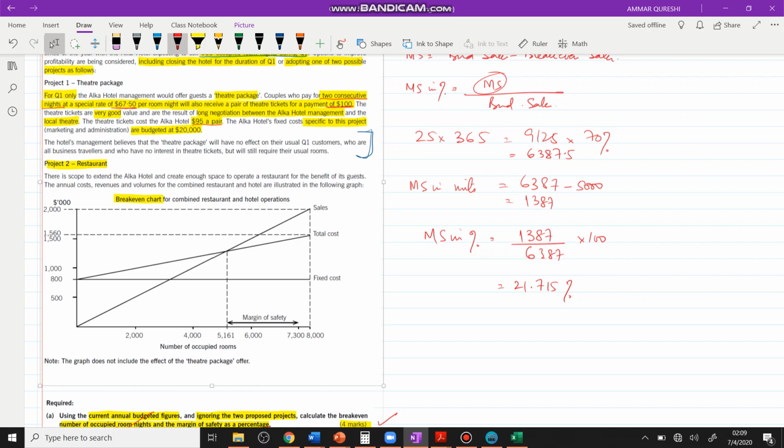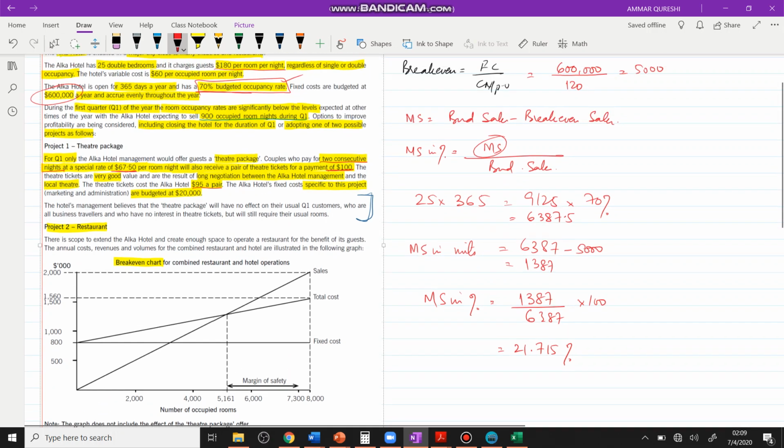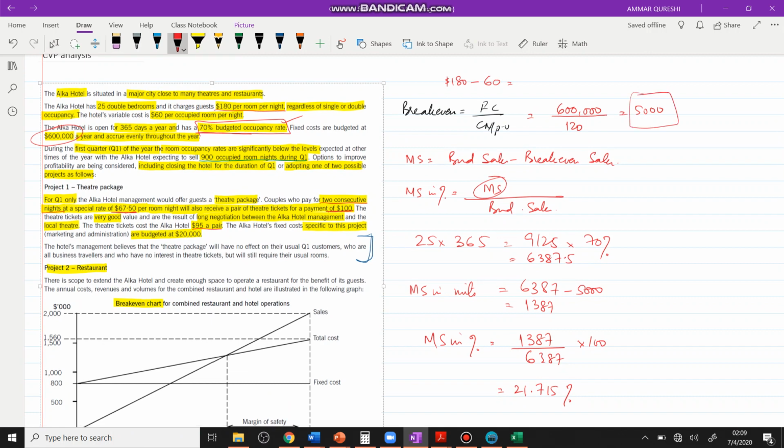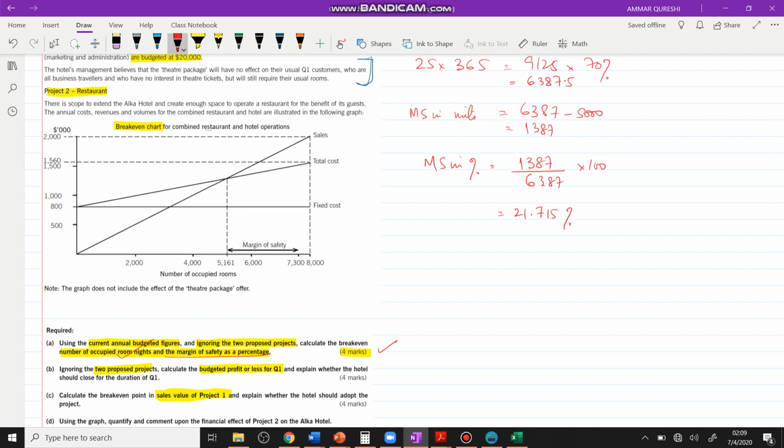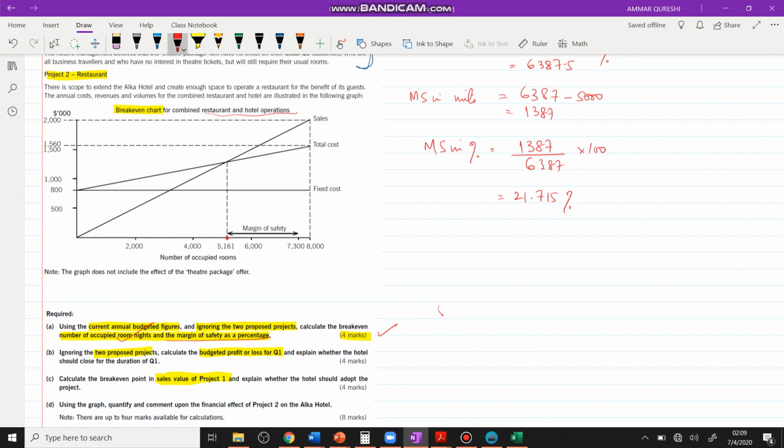See, the situation is what? The current break even point is 5,000. And if we include this restaurant, because this is combined restaurant and hotel operations, right? If we include this restaurant, then the break even point will be 5161, right? So the break even point is expected to increase by how many units? 161 units, right?